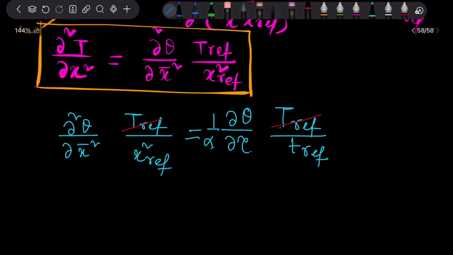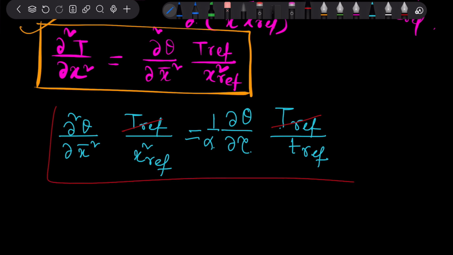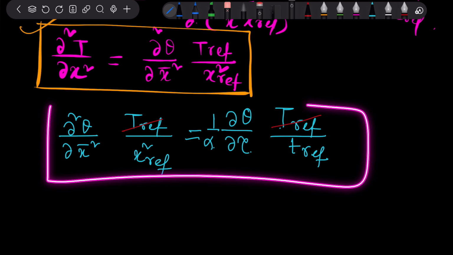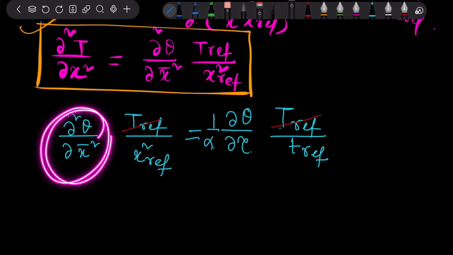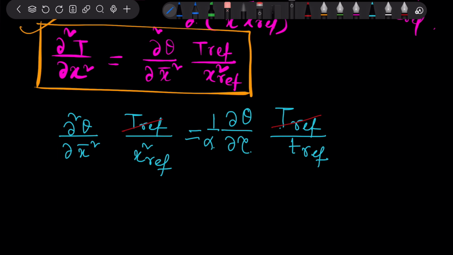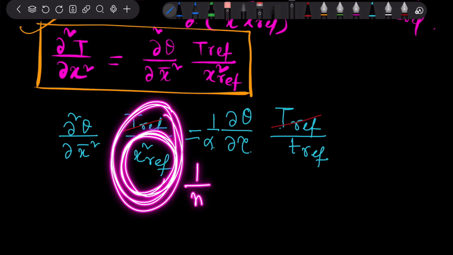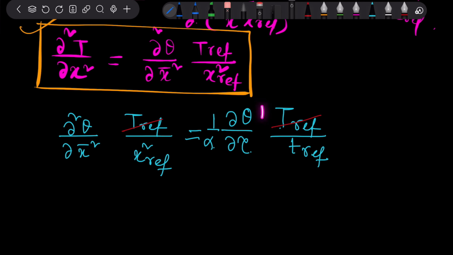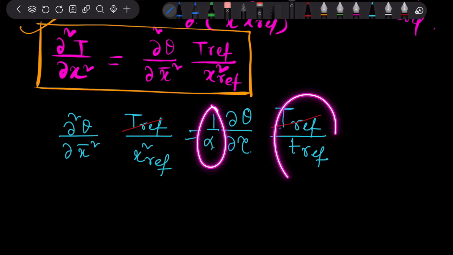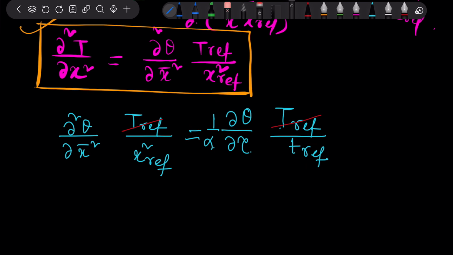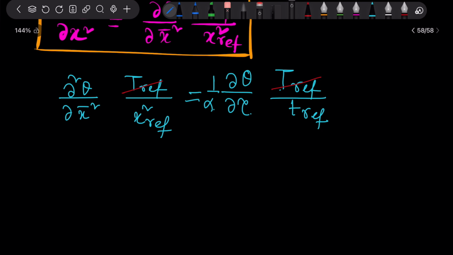Now you see, this equation is not a non-dimensionalized equation, because this term is not having any unit, but this term is having a unit. This term is having the unit of 1 by meter square. Again this term is not having any unit, but this 1 by alpha into 1 by t ref is having a unit.